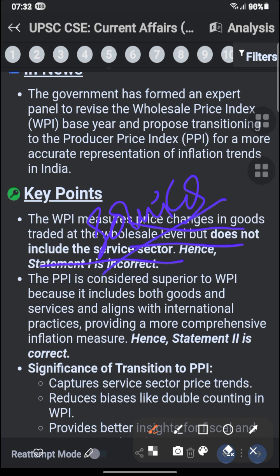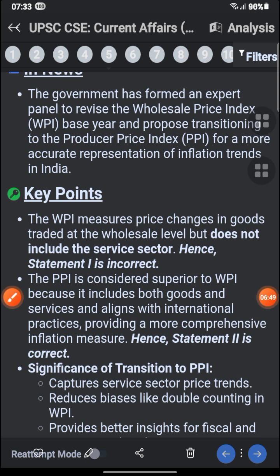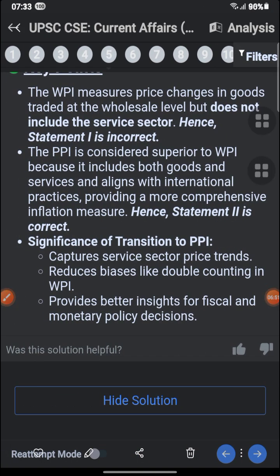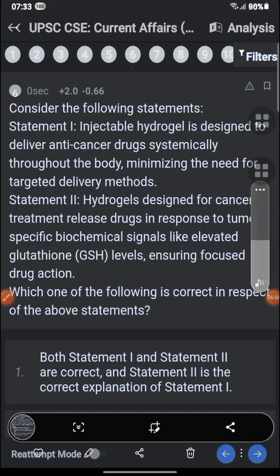Okay, and the government has formed an expert panel to revise the Wholesale Price Index base year, and proposed the transition to the Producer Price Index for a more accurate representation of inflation. PPI is considered superior to WPI. It includes both goods and services, aligned with international practice, providing a more comprehensive inflation measure, and captures the service sector and reduces biases like double counting in the WPI, providing better insight for fiscal and monetary policy.